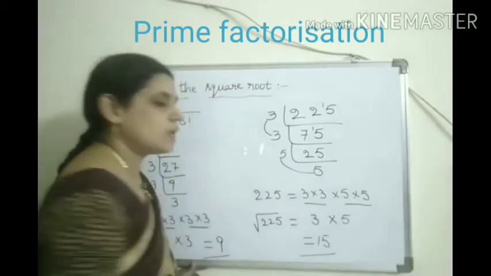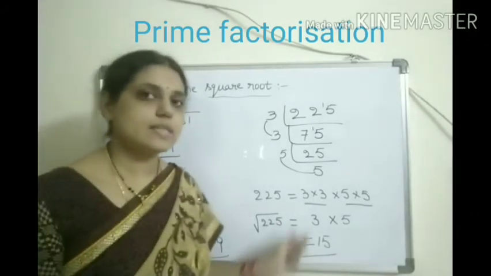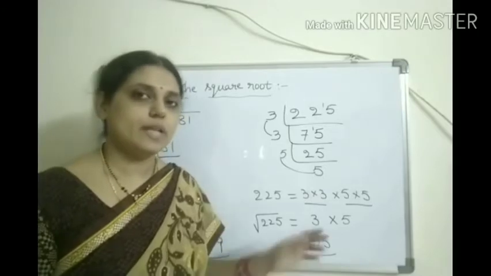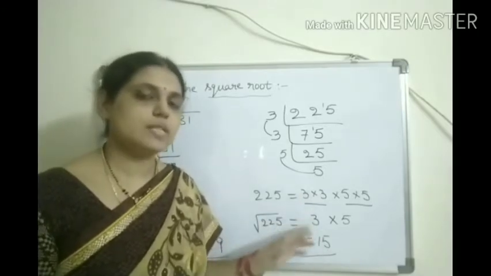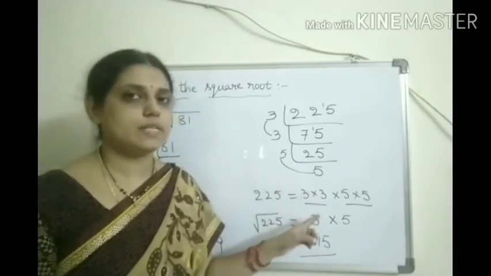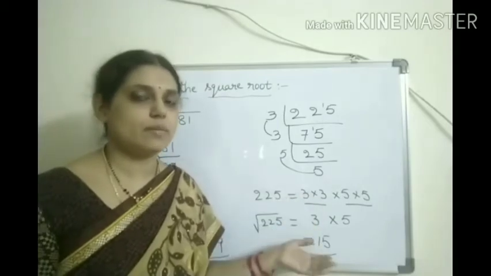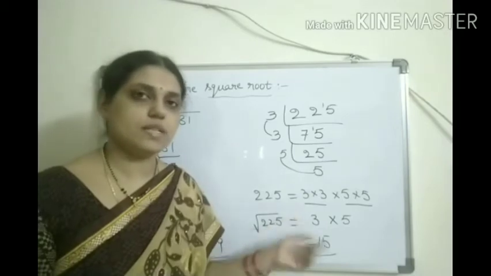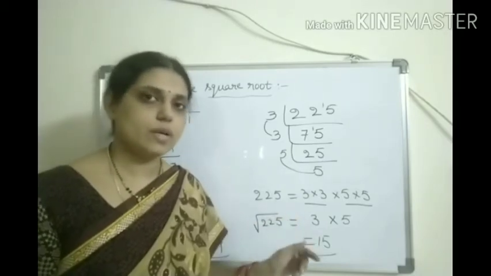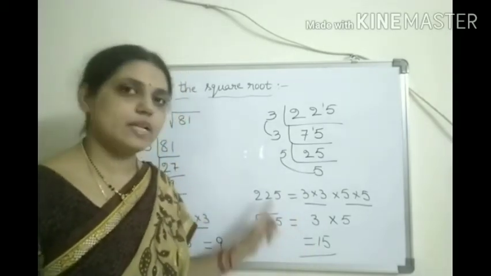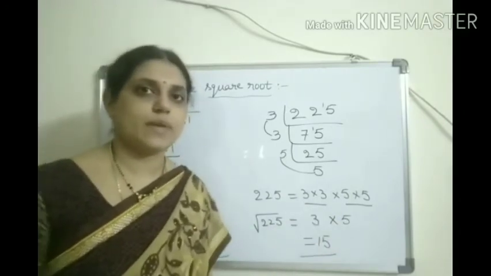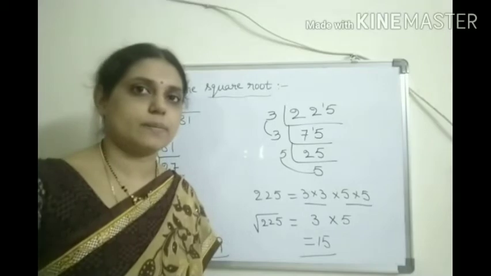Here you may get a doubt: if you don't get the exact pairs of equal factors, what do you have to do? But for square numbers definitely you get equal pairs of factors. If it is not a square number, then you will not get the exact pairs. Understood now? If it is a perfect square, then definitely exact pairs you will get. Otherwise it is not a square number.